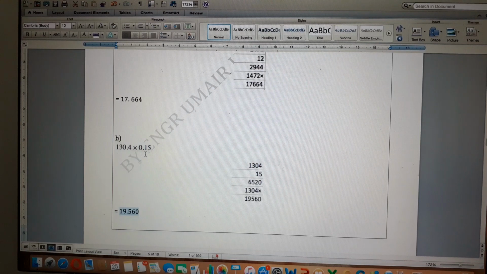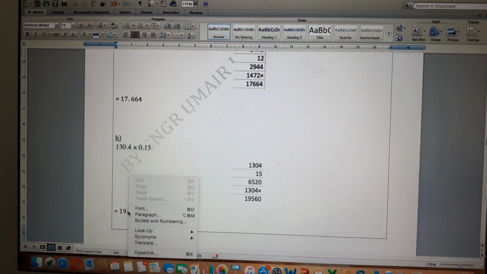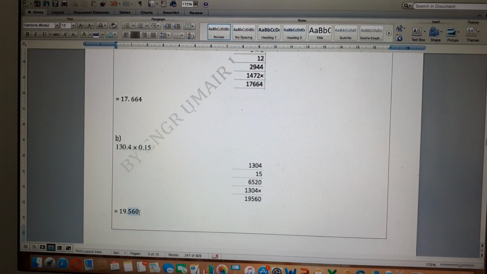So now count the number of digits after the decimal in the question. Here I have two digits, 1 and 2, and I have one digit after the decimal here. So in total, one digit from here and two digits from here, I have three digits after the decimal in the question. So I will be inserting the decimal at the place where I have three digits after the decimal. This is the process of multiplication of decimals.